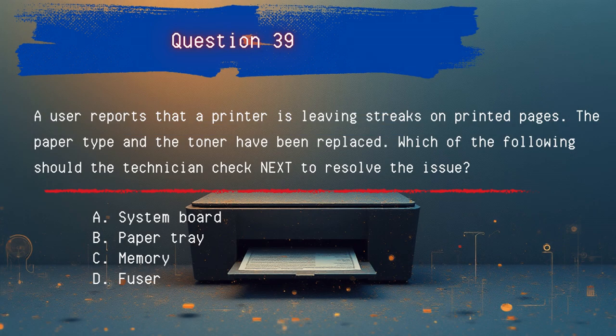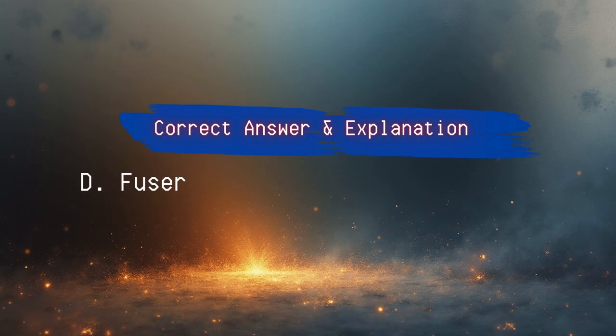Question 39. A user reports that a printer is leaving streaks on a printed page. The paper type and the toner have been replaced. Which of the following should the technician check next to resolve the issue? A. The system board. B. Paper tray. C. Memory. Or D. Fuser. Correct answer D. The fuser.